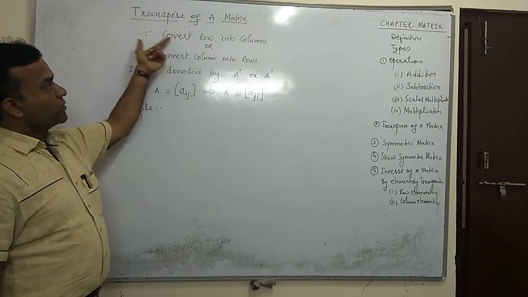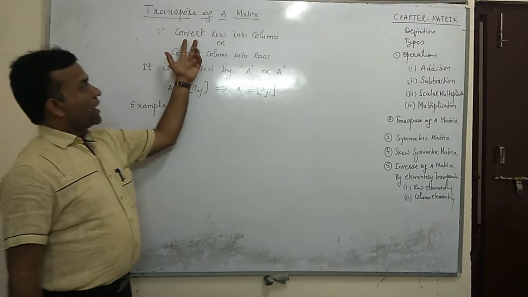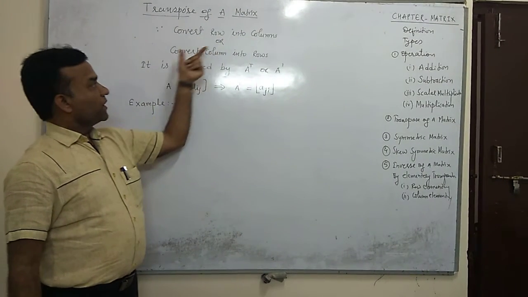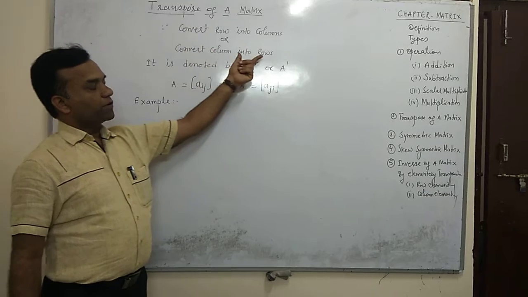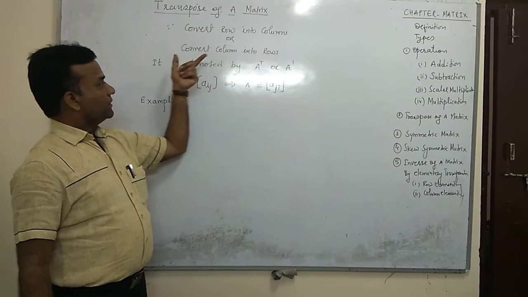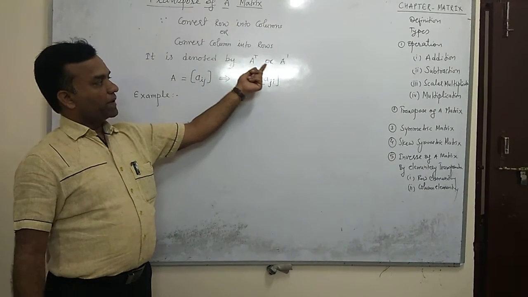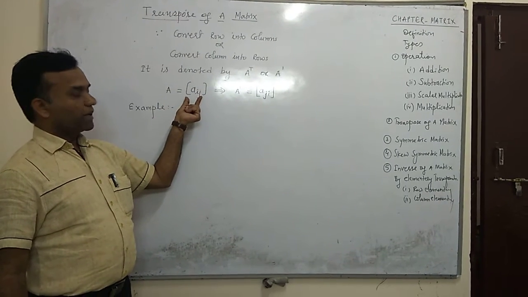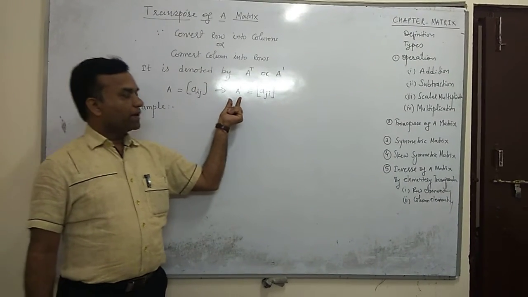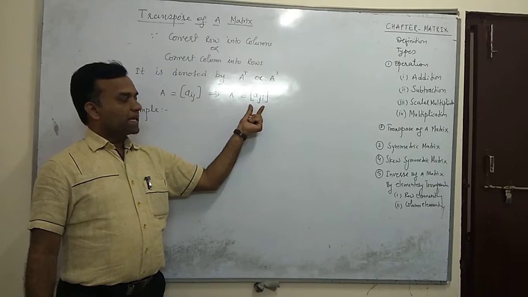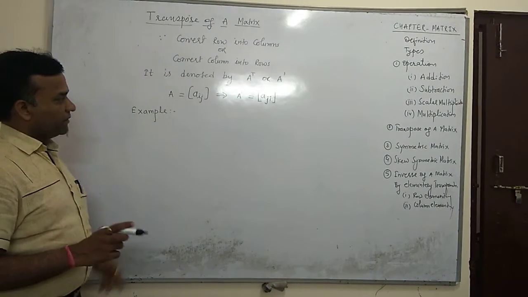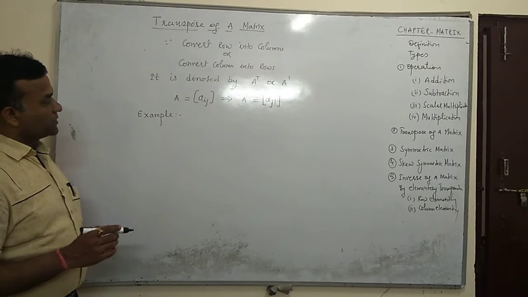What do we mean by transpose of matrix? Any matrix has rows, and you convert the rows into columns or the columns into rows. It is denoted by A to the power T or A dash. For example, we have a matrix of any order, like a_ij, and then we find the transpose of that matrix, that is a_ji. Now here we have some examples. With the example I will explain transpose of matrix.